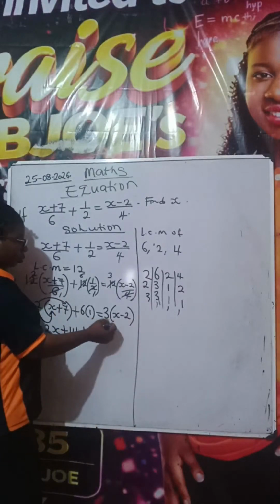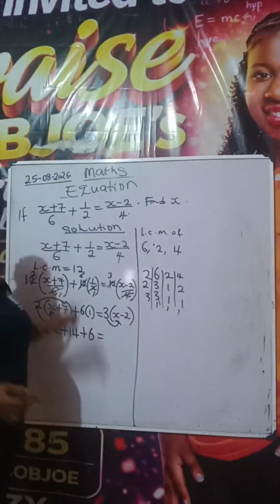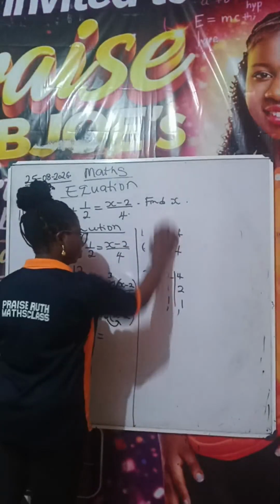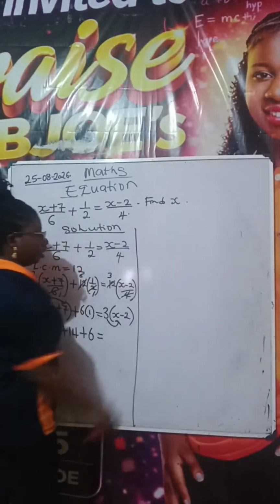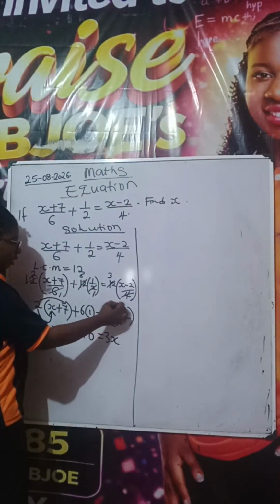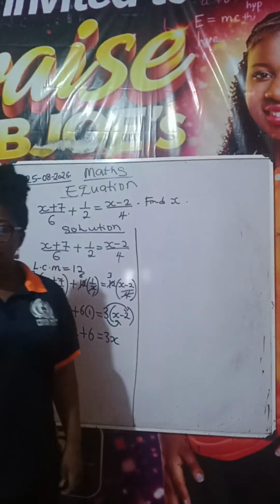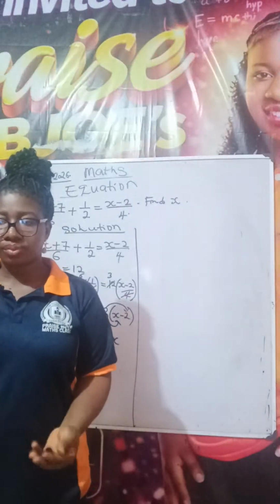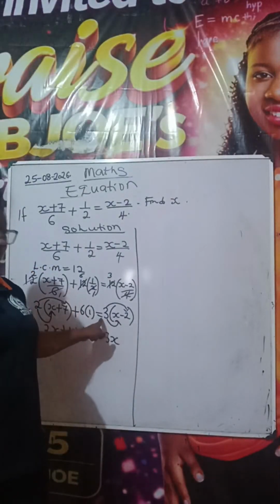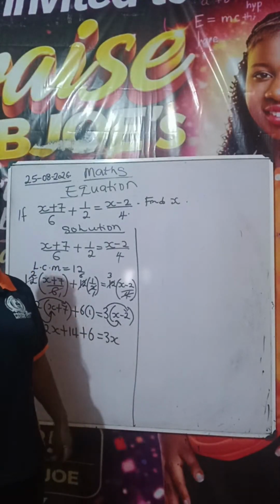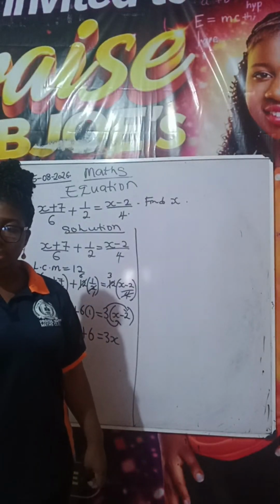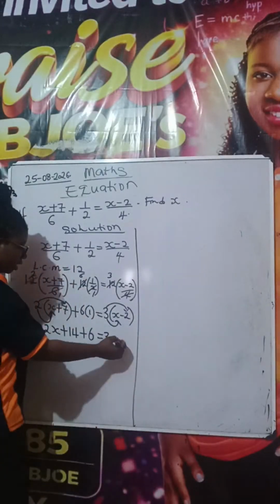Now I will use 3 to open this. So 3 times x. 3 times x, what do we have? So that will give me 3x, and 3 times minus 2. So that will give us, so we are getting minus 6. Correct. So we have minus 6.